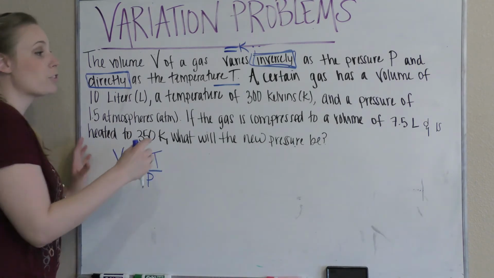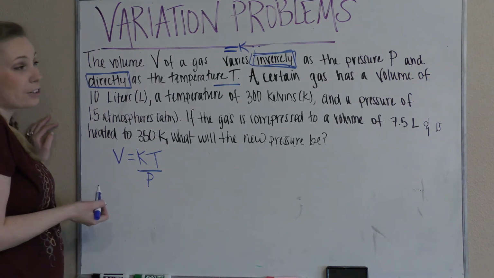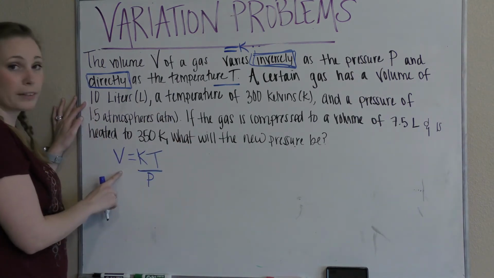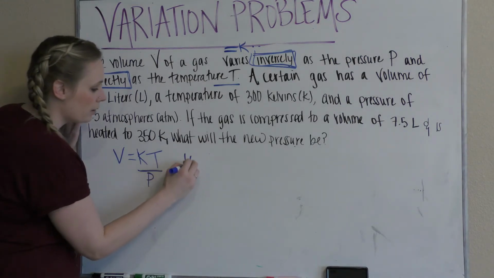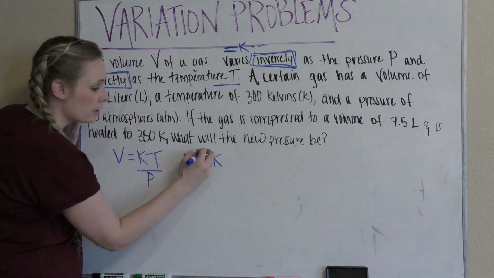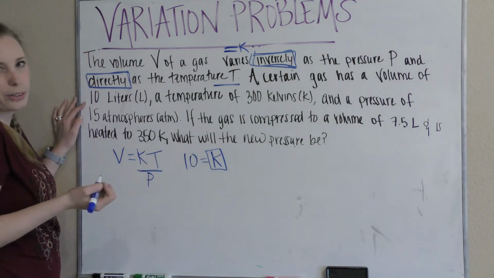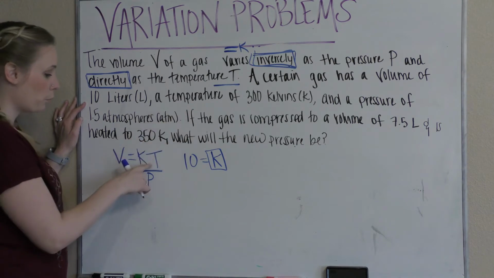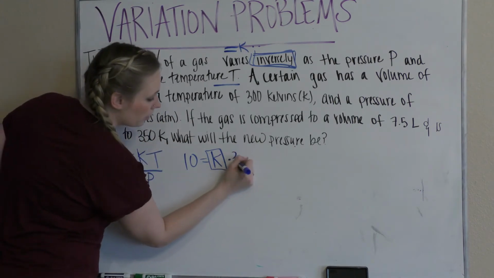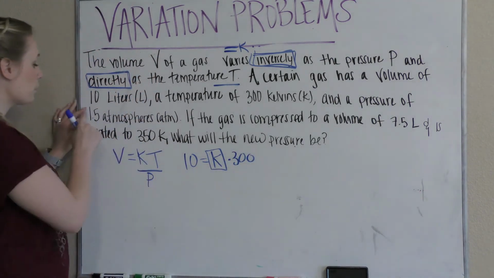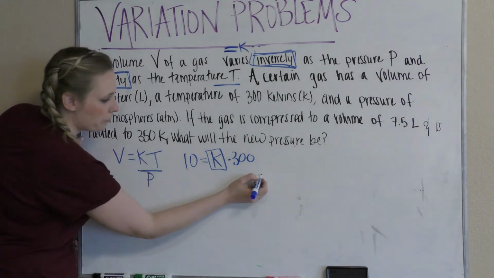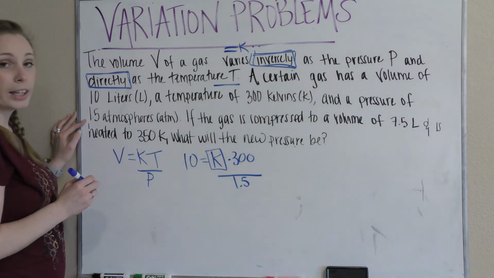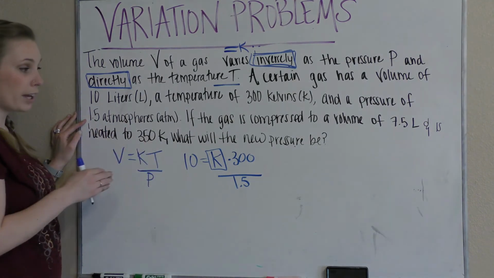Now we have enough information in the next sentence to figure out what K actually equals. A certain gas has a volume of 10 liters, so I would plug that in here. So I have 10 equals, we don't know what K is, and I always like to put a box around K just so I know that's what I'm solving for. A temperature of 300 kelvins, but we put the temperature up in the numerator, and a pressure of 1.5 atmospheres. And we're ready to solve for K.